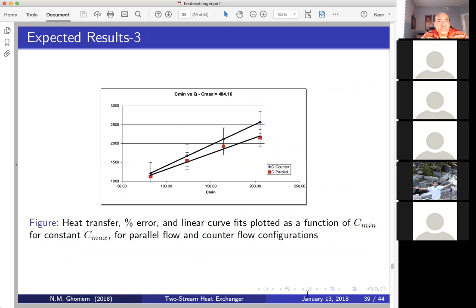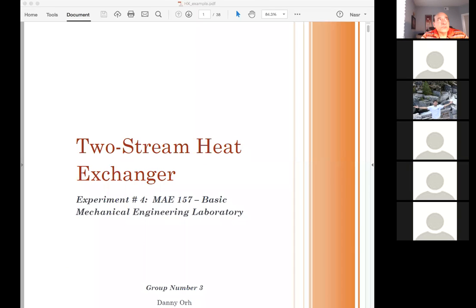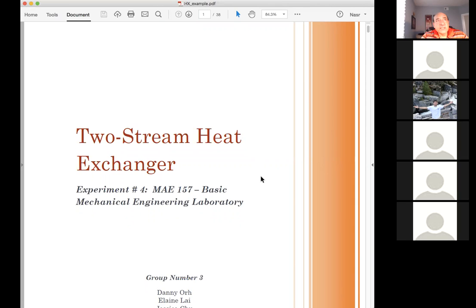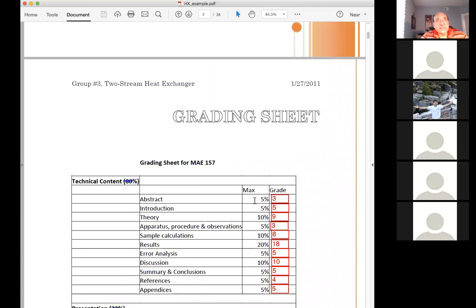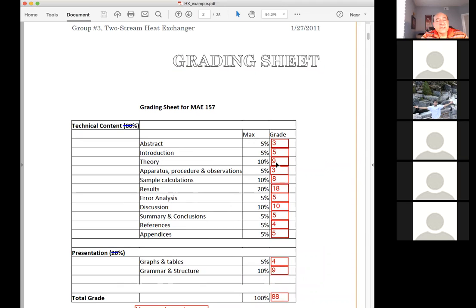And now I'm going to show you an example of a report for guidance. So for guidance here, you see a good example of a two-stream heat exchanger report. And we have divided the grades into different levels so that every grader can be accurate.